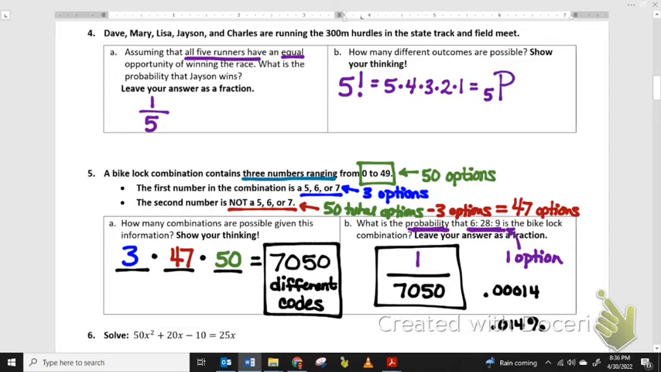It is a permutation. Barring any unforeseen injuries, all 5 people will cross the finish line, so they will place somewhere. It's exactly the same thing as 5 factorial. And there are 120 different outcomes.